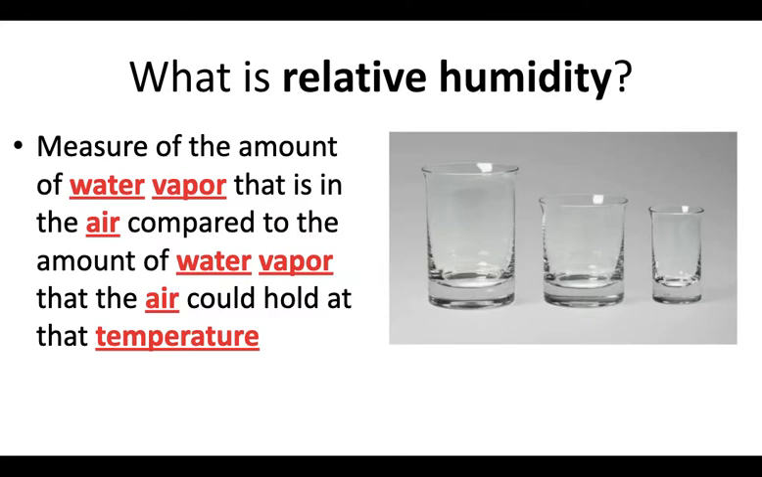Now, what is relative humidity? Humidity itself was just how much water vapor is in the air, but relative humidity is how much water vapor is in the air compared to the amount of water vapor that the air could hold at that given temperature. Kind of like having different sized glasses, they can hold different amounts of water. Well, the atmosphere, depending on temperature, can also hold different amounts of water vapor.